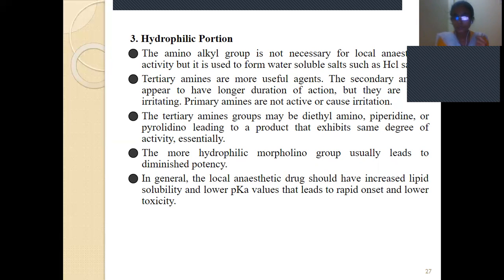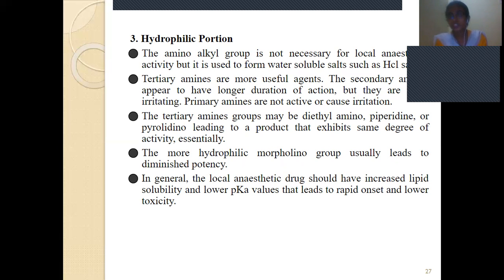The tertiary amines may be diethylamino, piperidine. These are some which come under the tertiary amines, which lead to products that exhibit the same degree of activity. The more hydrophilic morpholino group usually leads to diminished potency. In general, the local anesthetic should have increased lipid solubility and a lower pKa value, which leads to rapid onset and lower toxicity.